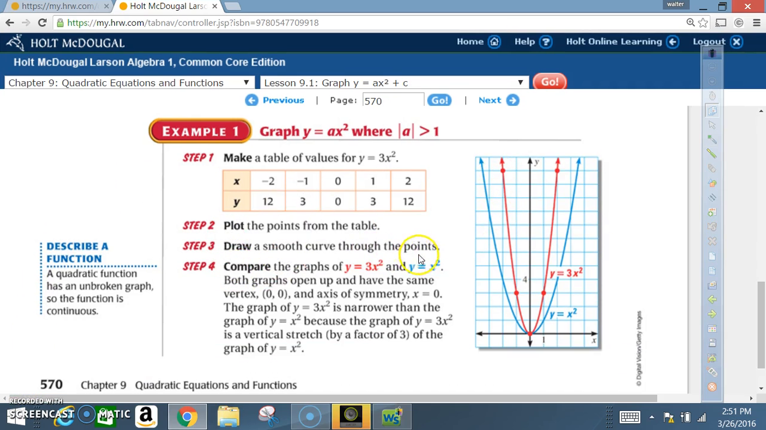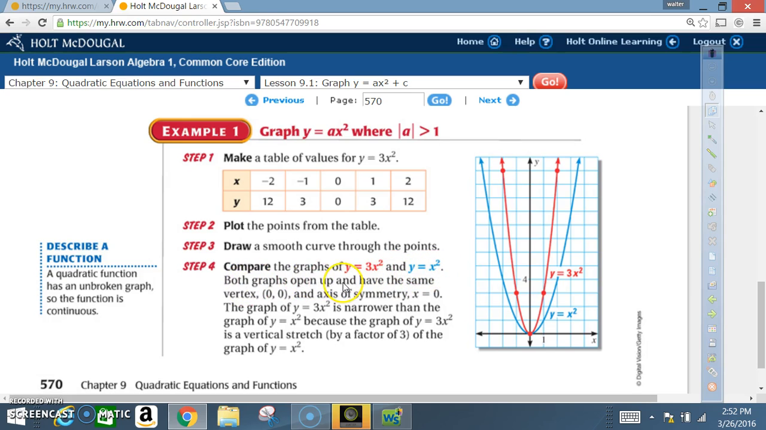Now also, we should have already made our graph for our parent equation, which is y is equal to x squared. And that graph is in blue here. We can use the same points for that, and it should be easy to determine y is equal to x squared. Okay, now compare the graphs of y equals 3x squared and y is equal to x squared.